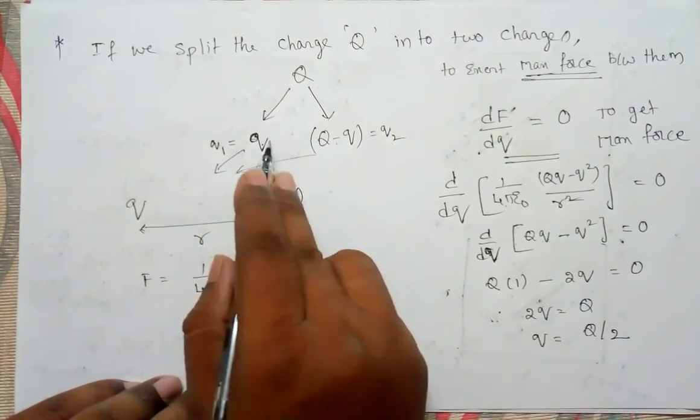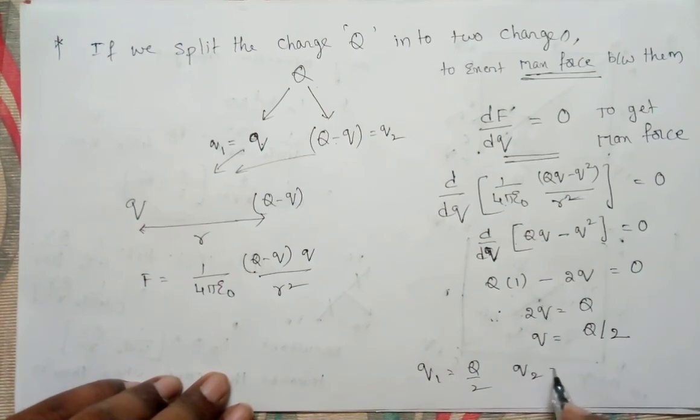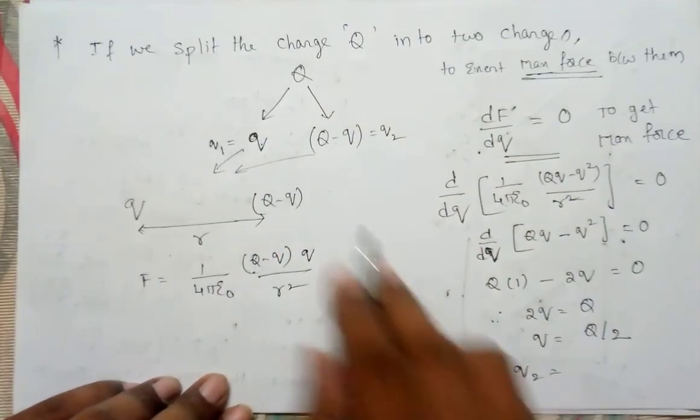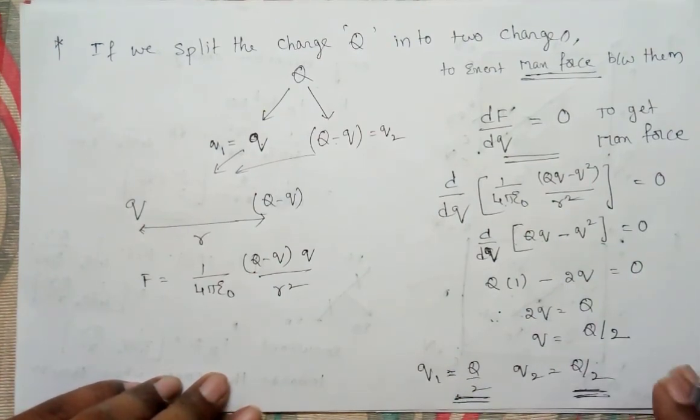Then q1 is Q by 2, and q2 is capital Q minus small q, that is Q minus Q by 2, which is Q by 2. Means when you split a charge into two parts, they will exert maximum force on each other when they are divided equally. Remember this point. Okay, so keep this point in mind.